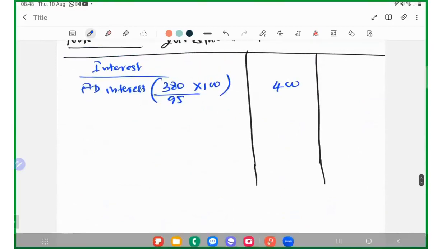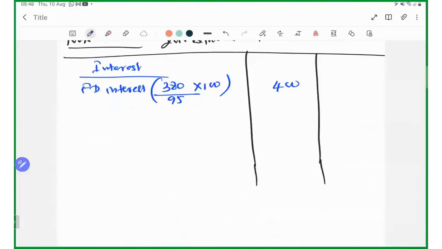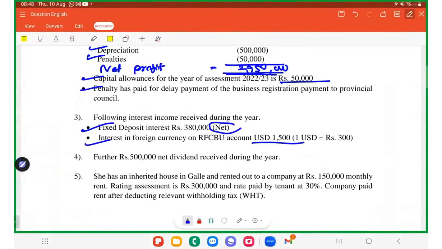The other one is interest in foreign currency on RFCBU accounts, USD 1,500. Now you know any interest received in foreign currency accounts in the form of foreign currency is exempted. Interest on the RFCBU account is exempt. So you have to write that down. That is 400 net interest. The total taxable interest is 400.